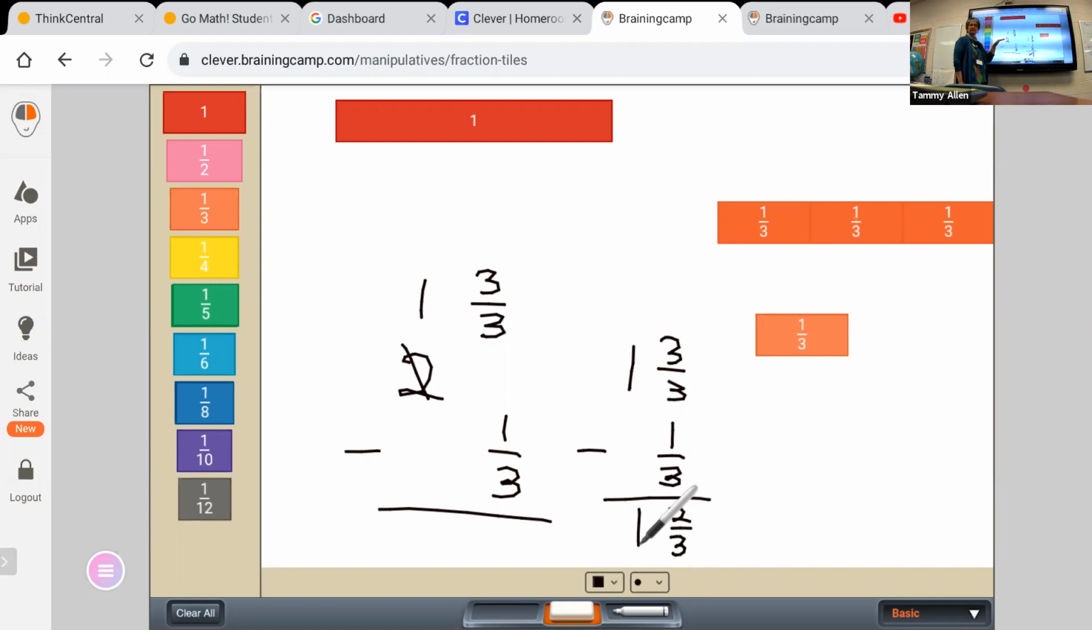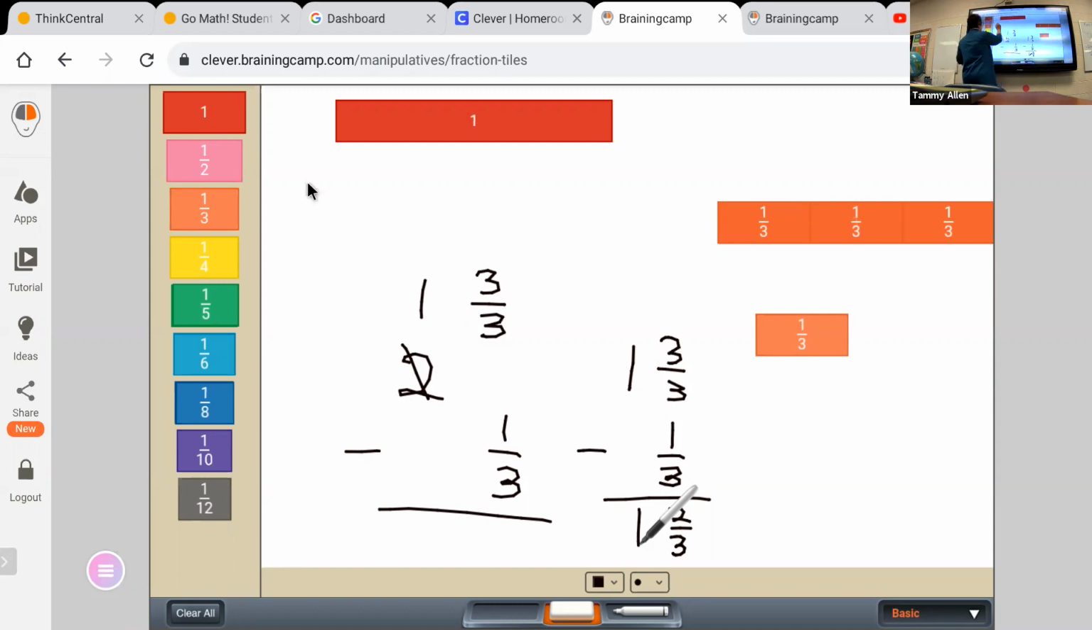Do you see it? No. Okay. Eduardo, what don't you see? Wayne? Why did I take what? Because I had to borrow to change it into thirds.